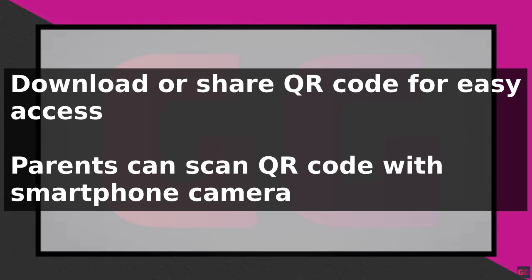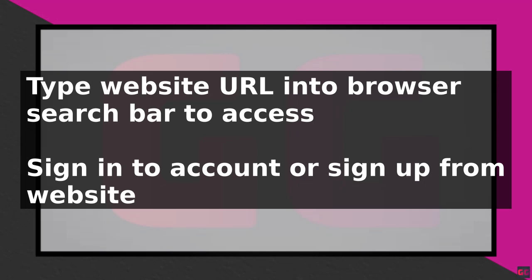Accessing the ClassDojo platform is straightforward. Simply type the website's URL into your browser's search bar and sign into your account. If you haven't signed up before, you can do so from the website. Once you're logged in, you'll be directed to your teacher's dashboard, where you can view your classes and navigate to the QR code section.